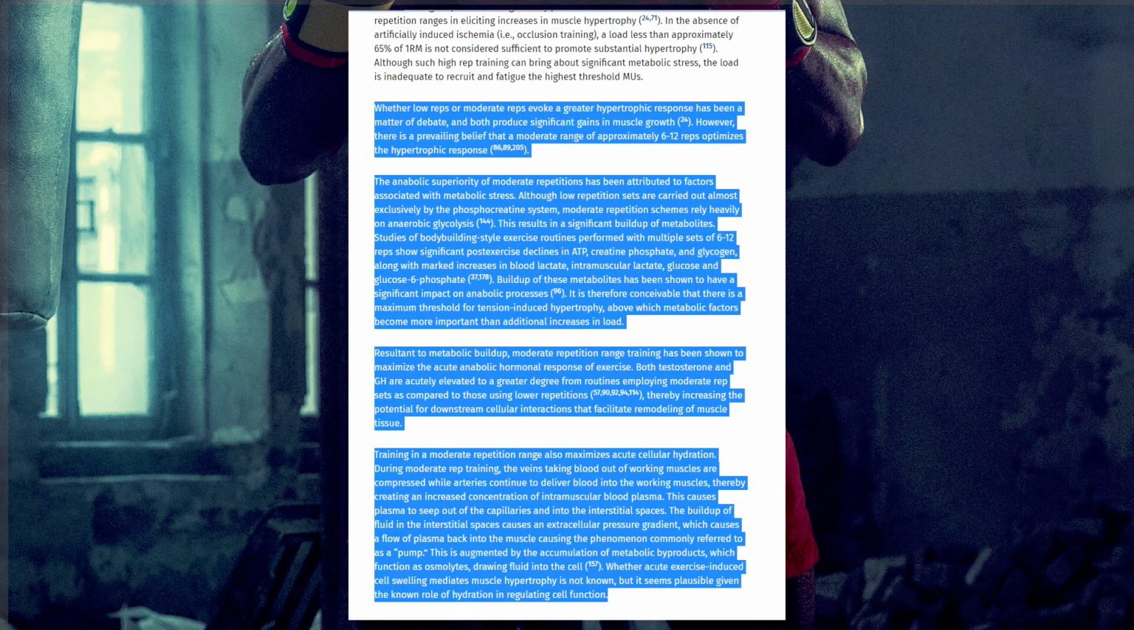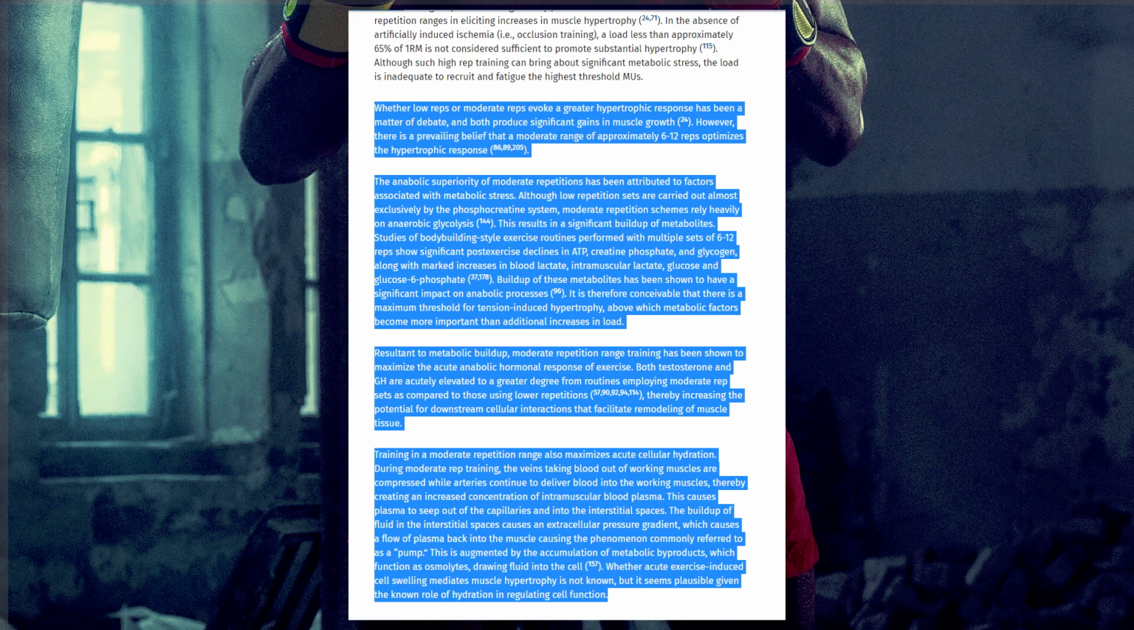Going further on in this research, it lists a couple of benefits that training in a moderate repetition range is going to provide for you. These are, for example, both testosterone and GH are acutely elevated to a greater degree from routines employing moderate rep ranges compared to routines employing lower repetitions. Another benefit is that it maximizes acute cellular hydration, but I don't want to go very deep into scientific stuff like this.